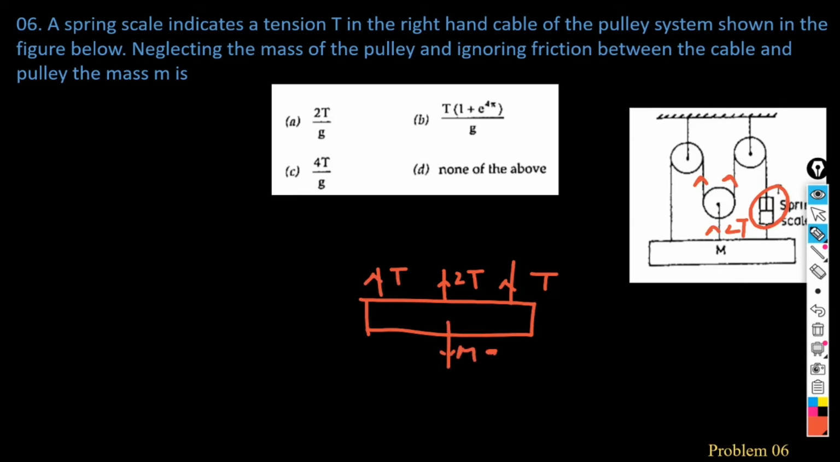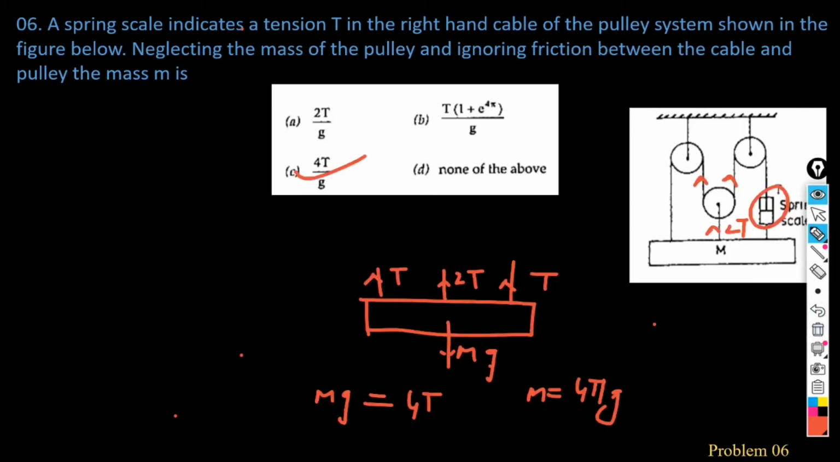Then if I take the free body diagram, mg will be acting downwards. Then mg is equal to 4T and m is equal to 4T by g. Option C is my right answer.